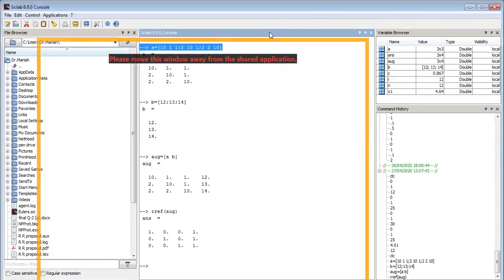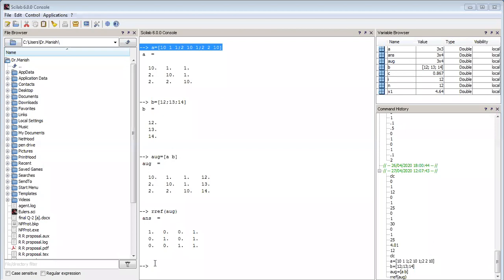This time I will stop this sharing, and again I'll share that particular console. Okay, so you can see here that we have come to this particular point, and I want to solve this using the linear solver, which is an inbuilt function there.